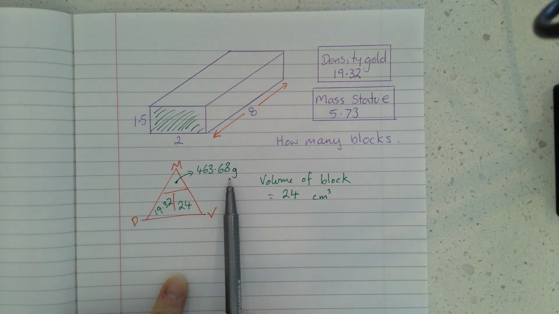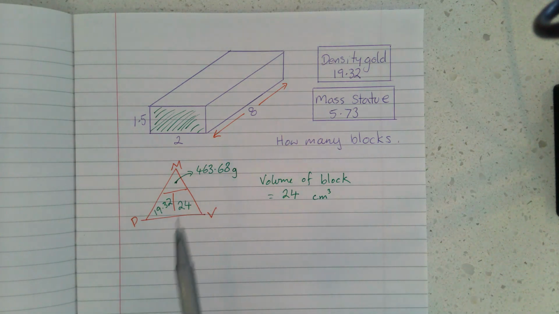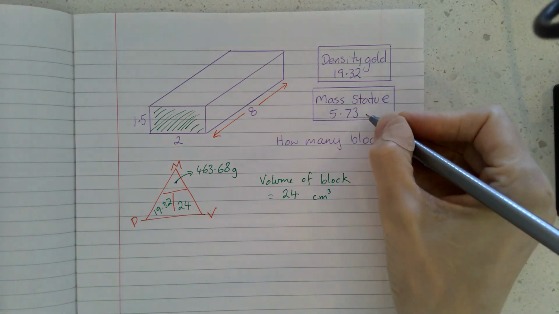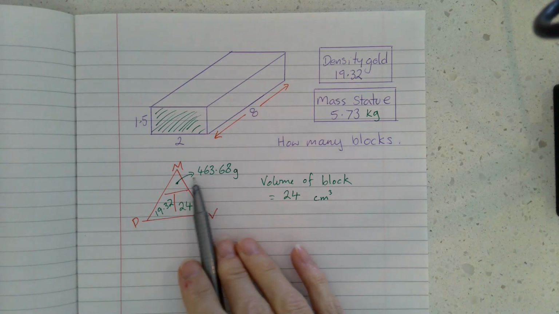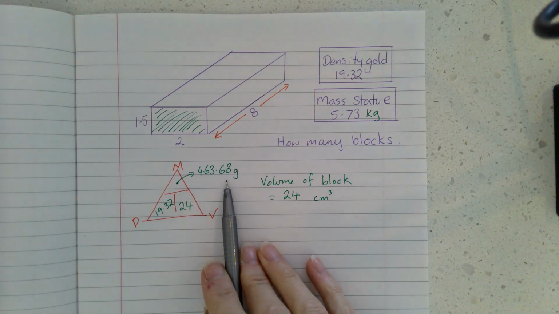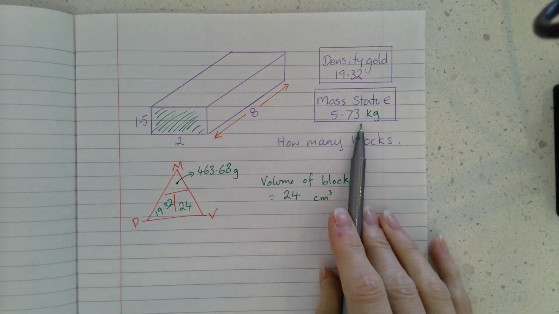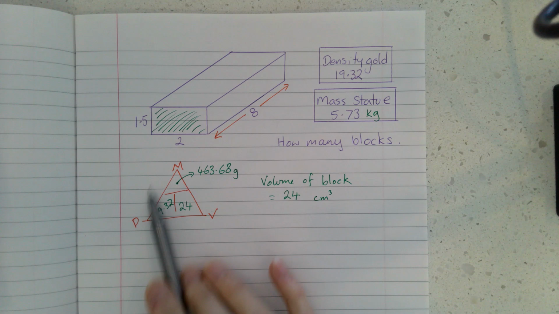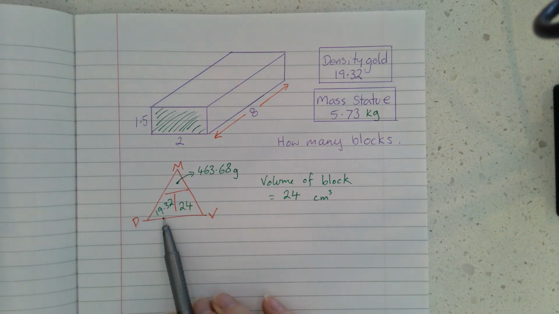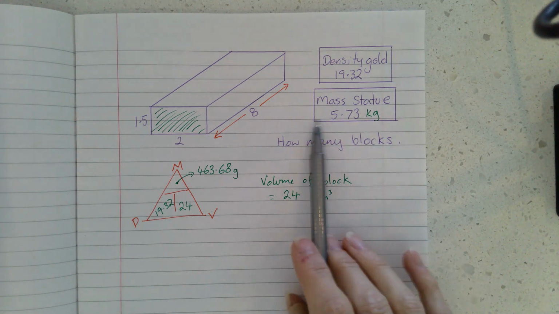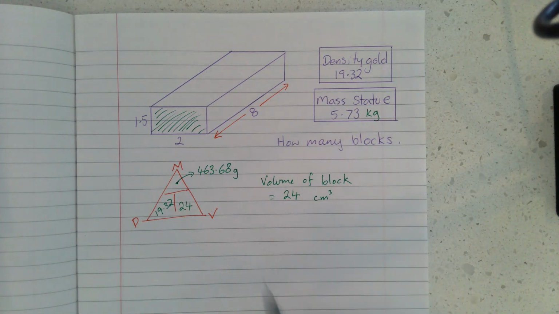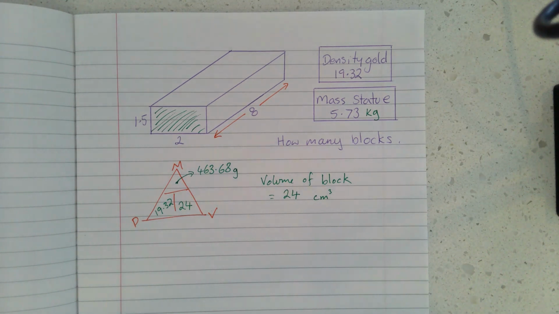But our question states that the mass of the statue is 5.73 kilograms. So I've worked out that 1 block is this many grams, and my statue is this many kilograms. So how many blocks do I need until I've managed to accumulate this many kilograms of the gold? Alright, so that's that question. I'll let you finish it off.